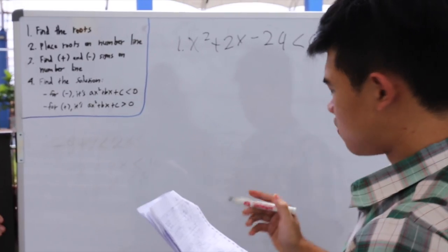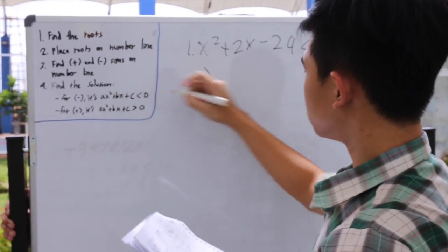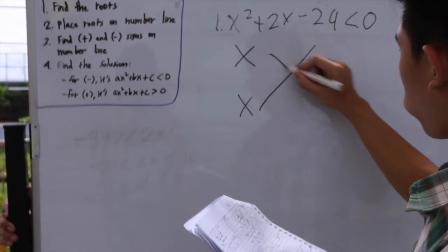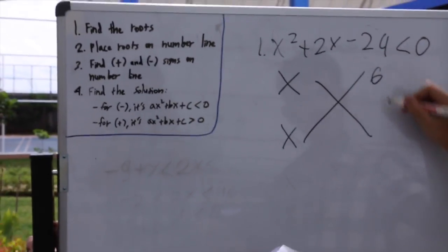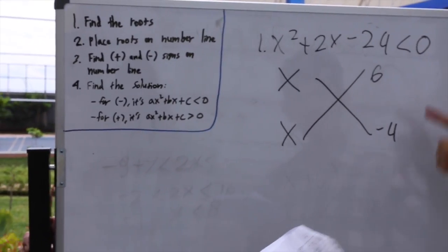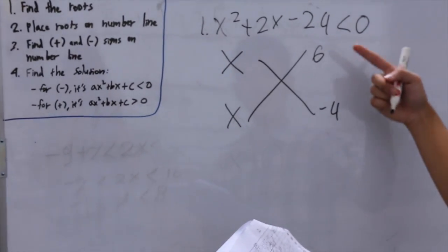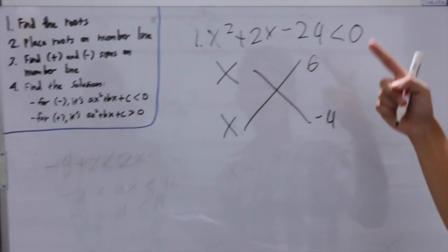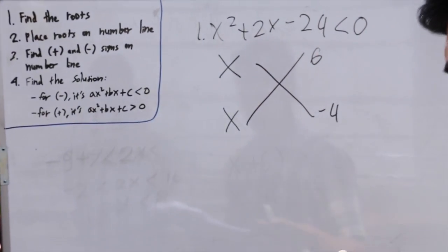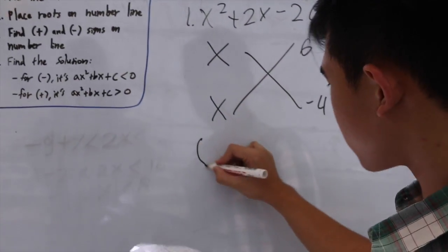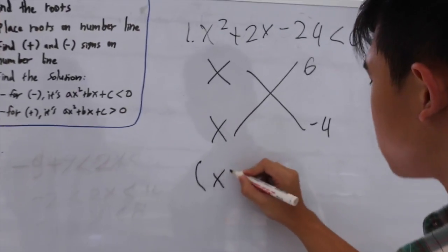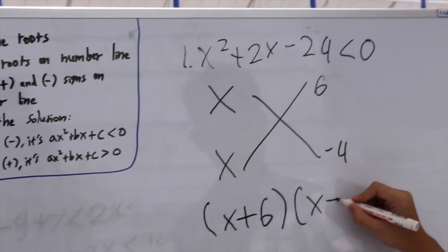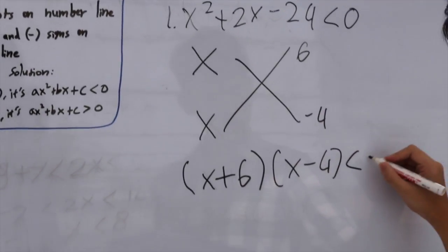For the questions, first, find the roots. How can we get 6 and minus 4? 6 times minus 4 is minus 24, and 6 plus minus 4 is plus 2. Open brackets, x plus 6, close brackets, x minus 4.